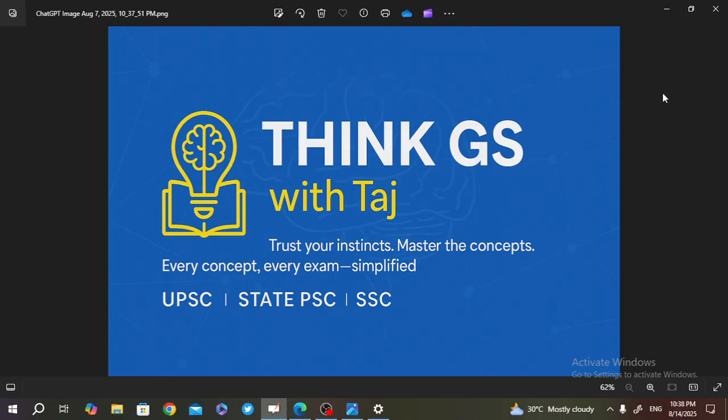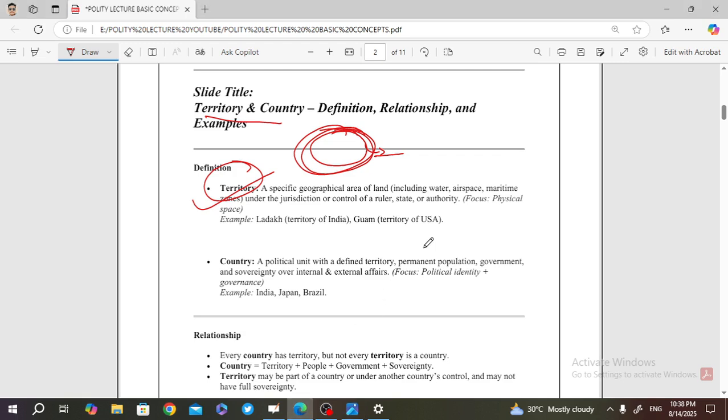So I am just going to open the slide for you, which is about territory and the sea. In case of territory, it is a specific geographical area, which may be a water body, a land body, airspace, or maritime zones. Maritime zones, like UNCLOS has already defined for our Indian territory: this is the territorial sea, this is the special economic zone, this is the contiguous zone. So these things are demarcated by whom? The body is UNCLOS.